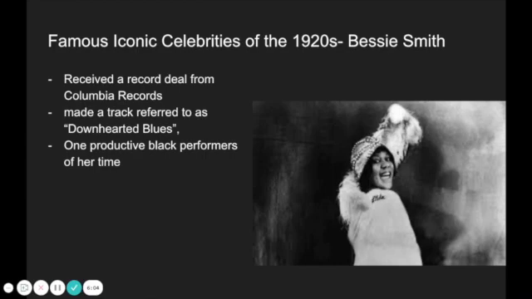In 1923, Bessie Smith, also a famous celebrity, received a record deal from Columbia Records and then made a track called Downhearted Blues. So was started the blues spotlight. She created several songs, Baby Doll and After You've Gone by the 1920s. She was one of the most productive black performers of her time.